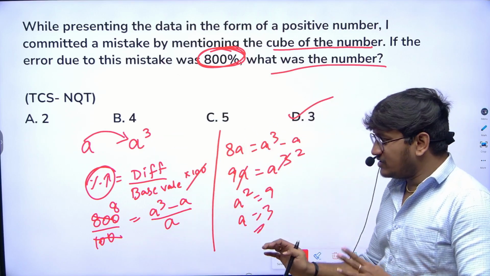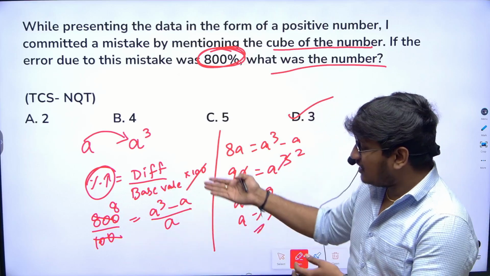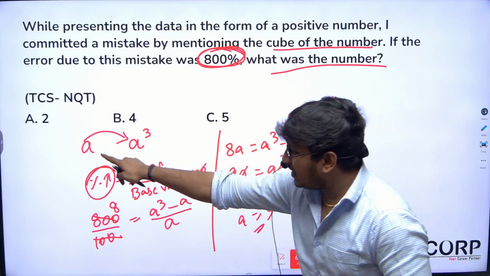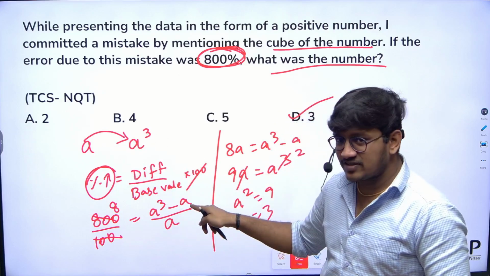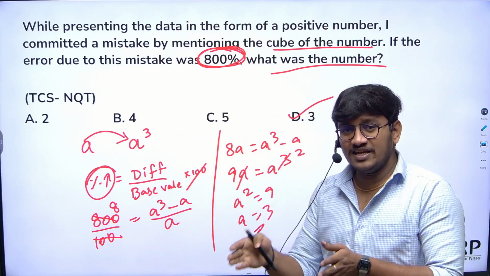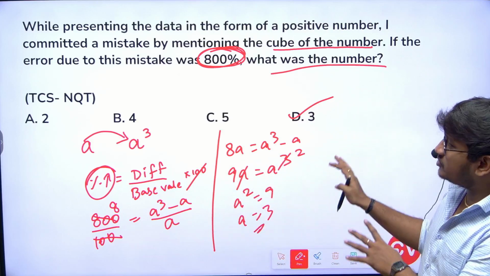Okay, so the only thing, already we know how to take percentage increase and percentage decrease. It will be difference divided by base value into 100. So instead of A, I have written by mistake A cube. So the difference is A cube minus A divided by the value from which it is getting increased. From A it is getting increased. So this is the normal way to solve this particular question.